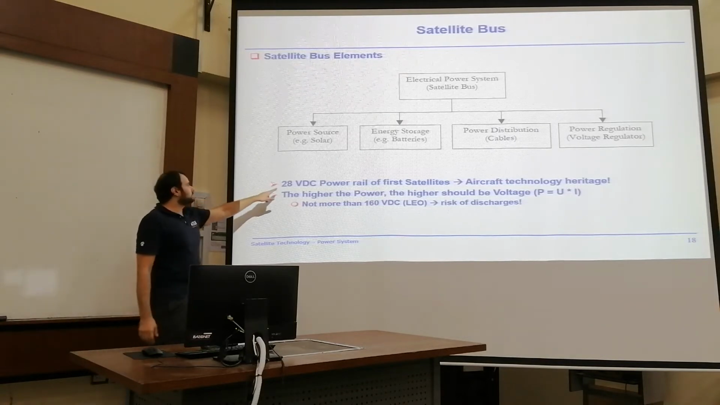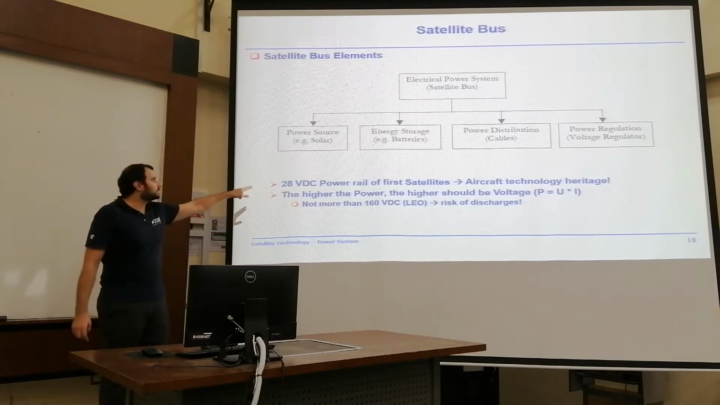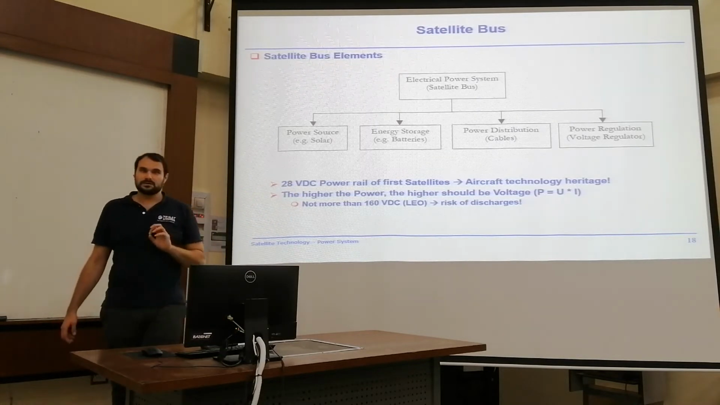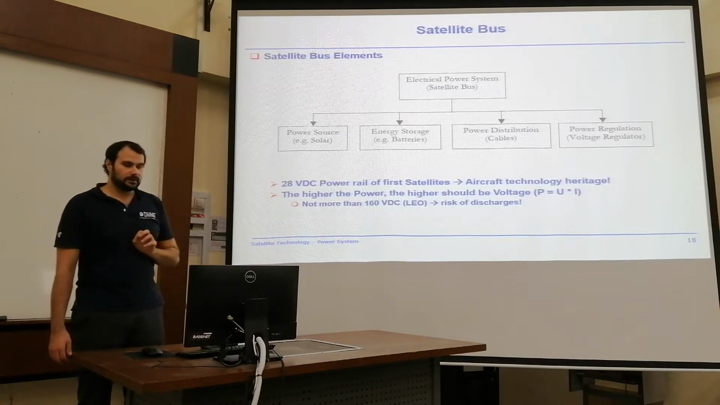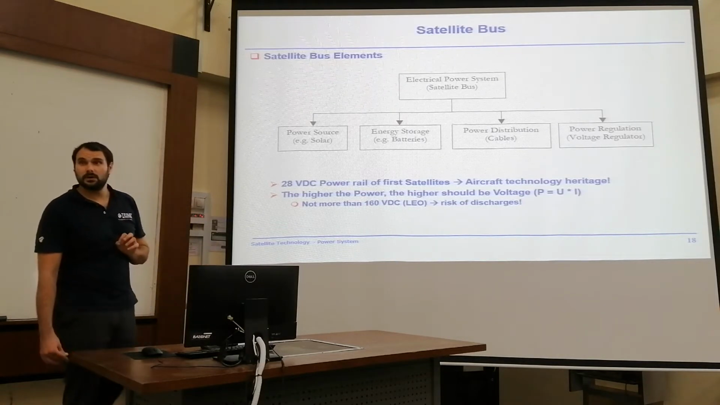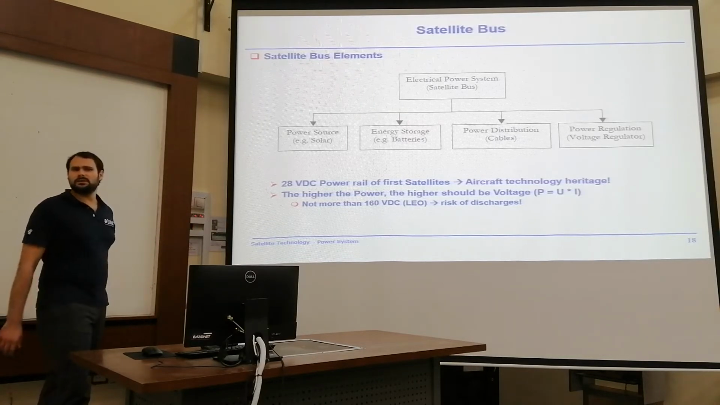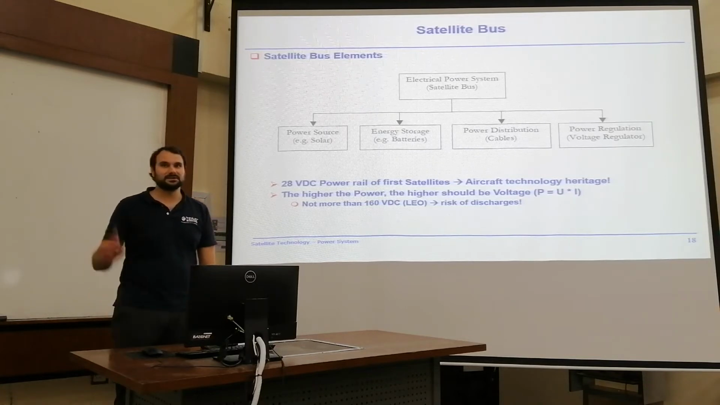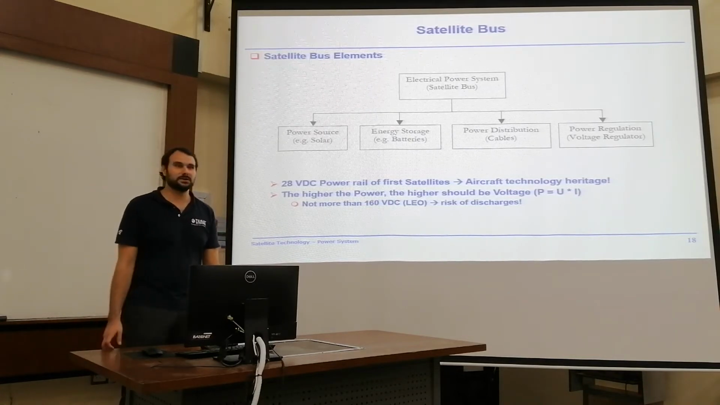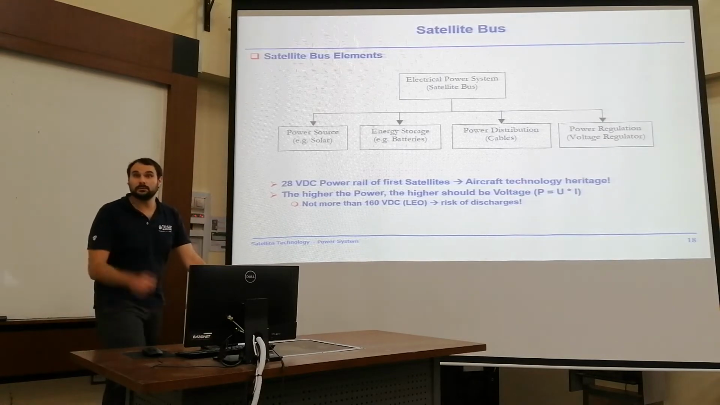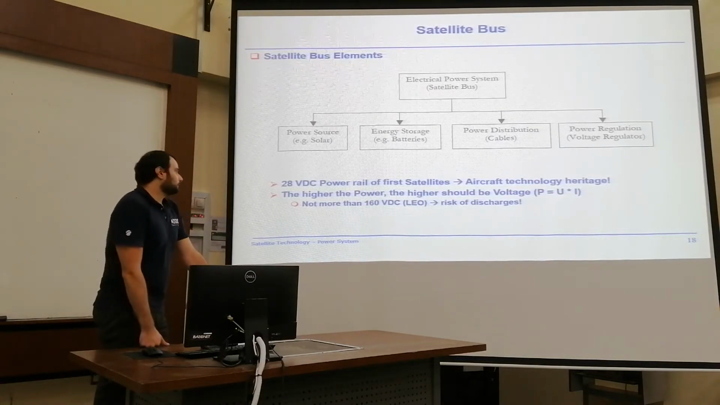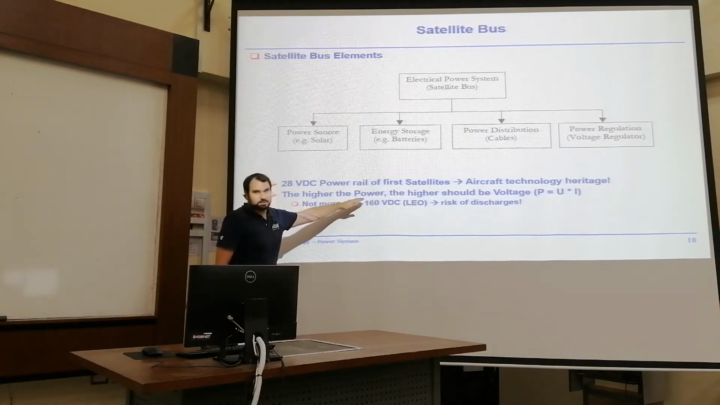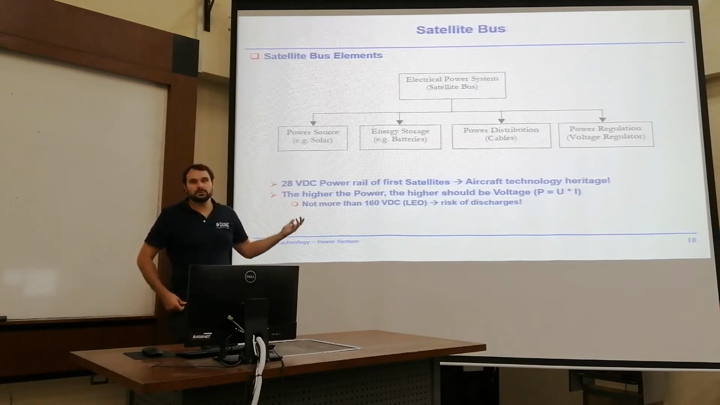Traditionally, a 28 volt direct current, 28 VDC, power rail has been used for the first satellites, and that's simply because of the heritage from aircraft technology. The components were already in the air, so the engineers just thought, well, air is air, at least space is space, and just used the same technology that already works. However, we need to keep in mind that the higher the power of our satellite, usually the higher should also be our voltage.